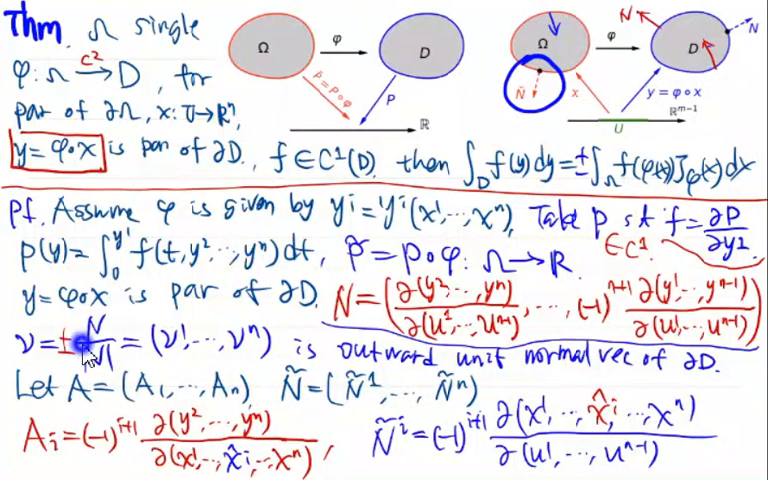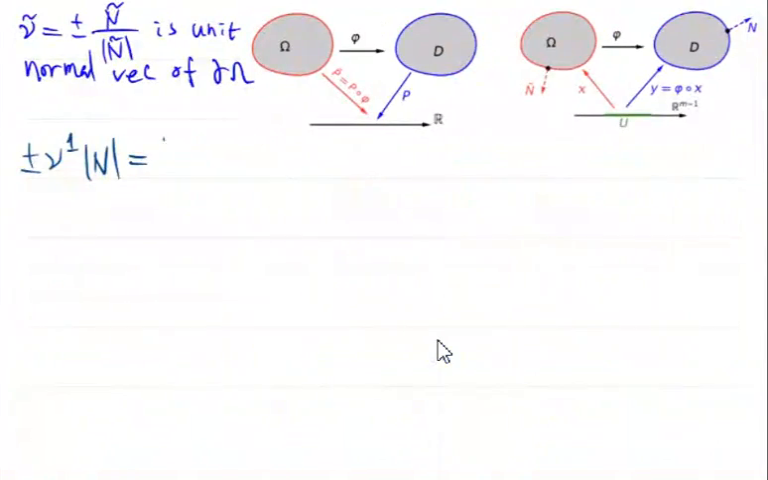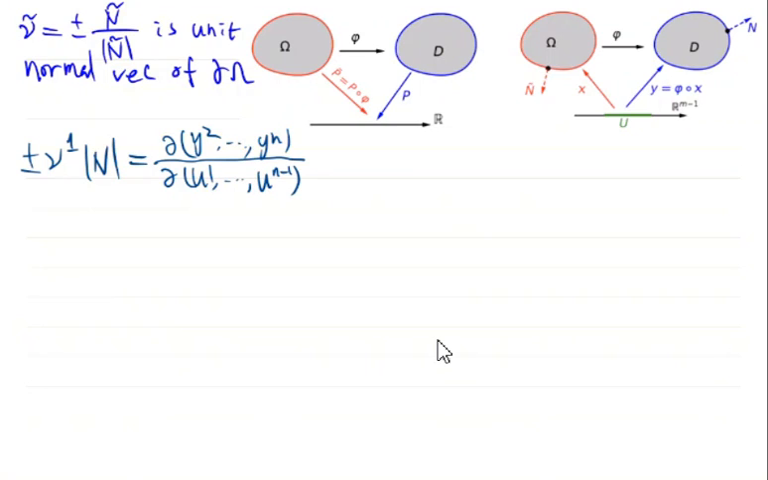From the definition of nu, you see that the first component of nu multiplying the norm of capital N, up to a positive or negative sign, is precisely the first component of capital N, while the first component of capital N is the Jacobian determinant of y2, ..., yn with respect to u1, ..., un minus 1. So you see that this quantity is precisely this Jacobian determinant. But how to compute this Jacobian determinant?